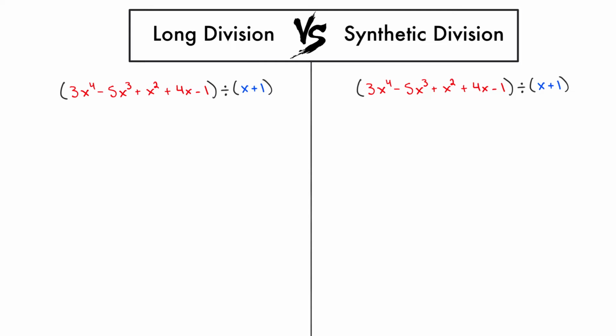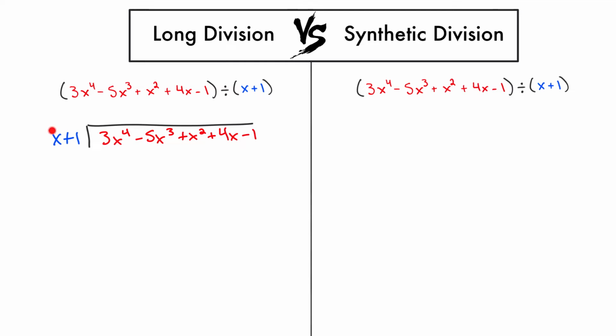So first, if I have that long red polynomial divided by the blue polynomial, I would set it up the following way. X plus 1 divided into 3x to the fourth minus 5x cubed plus x squared plus 4x minus 1. I'm going to go through this relatively quickly because this is something that we just got done doing.